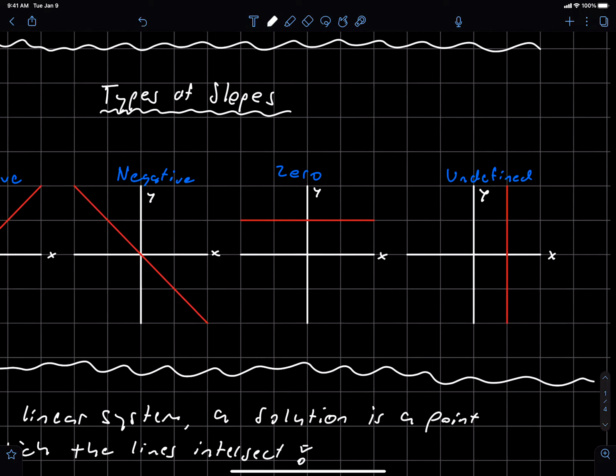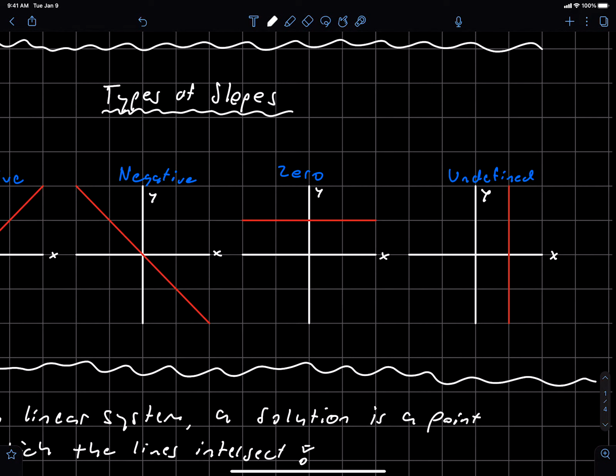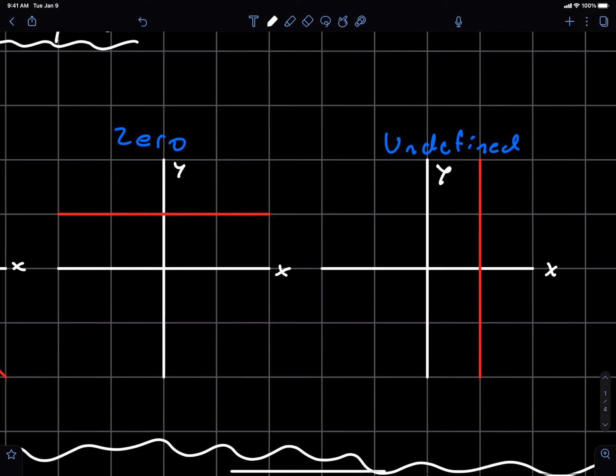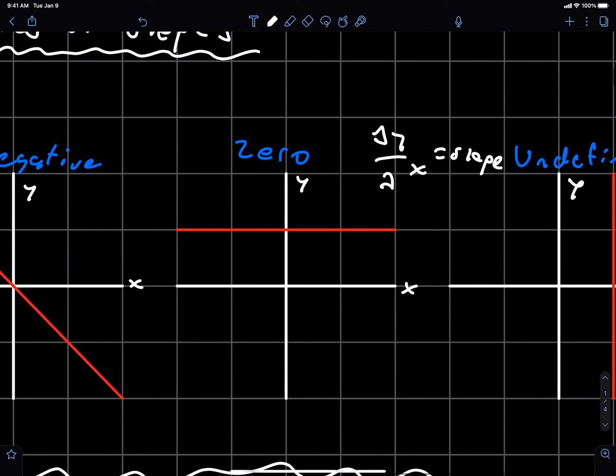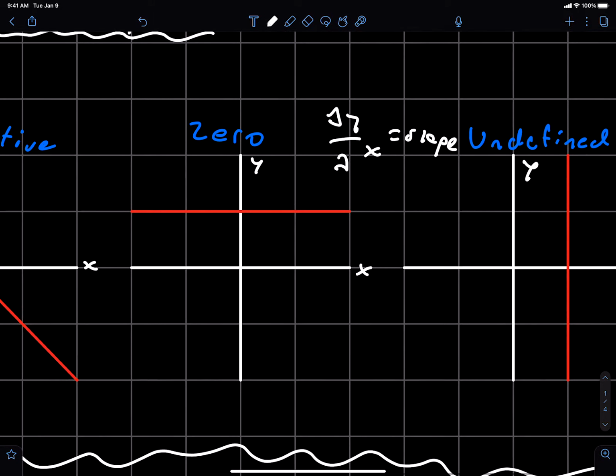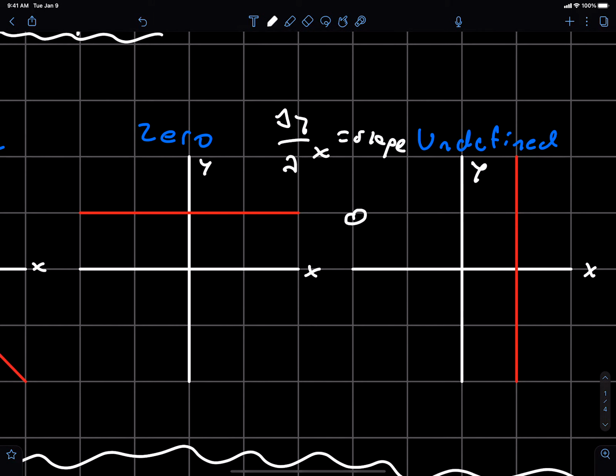Now, let's talk about why is this a 0 slope and why is this an undefined slope, right? So we said that the change in y over the change in x is equal to the slope. Now, in this line right here, we have a big change in x, but we have no change in y, right? We're not going up or down in values. We're just staying at the same y value, meaning that our change in y is 0 over some change in x, and 0 divided by anything is 0.